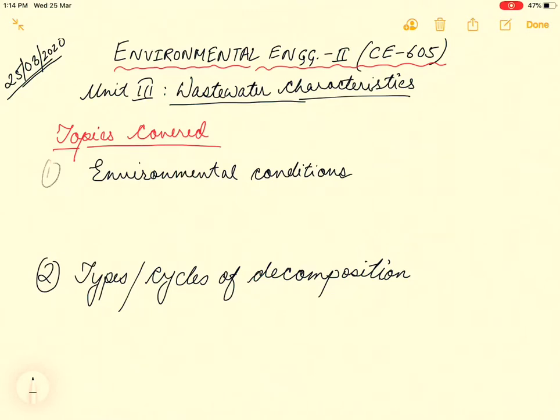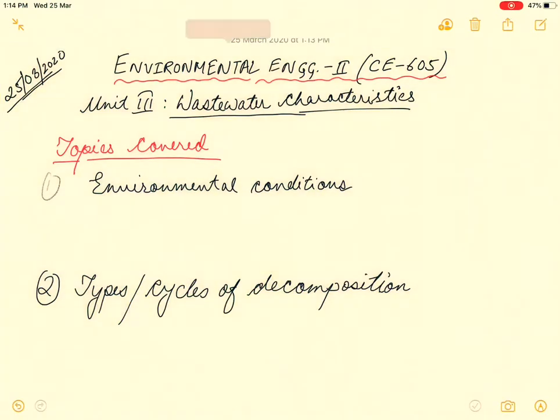Okay, so I'll just briefly revise what topics were taught before so that you get a glimpse, and then you can proceed further into the subject. We were studying Unit 3, that is wastewater characteristics. The first topic covered till date is environmental conditions. You are all aware of this. There are 3 types of environmental conditions: aerobic, anaerobic, and anoxic.